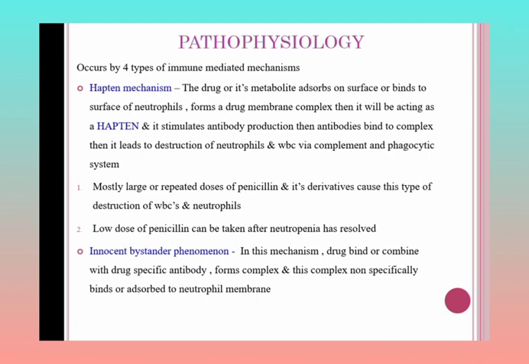The most important type is large or repeated doses of penicillin and its derivatives, which can cause destruction of the WBCs and neutrophils. A low dose of penicillin can be taken after the neutropenia has resolved. And this is the hapten mechanism.